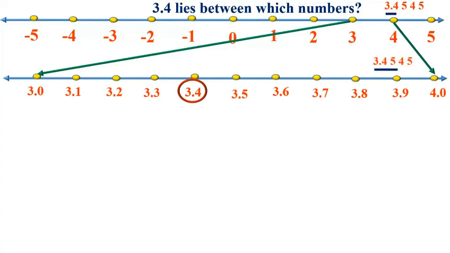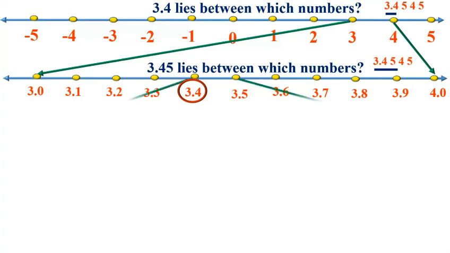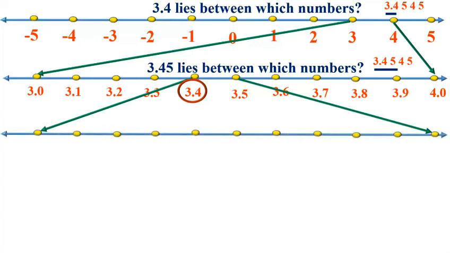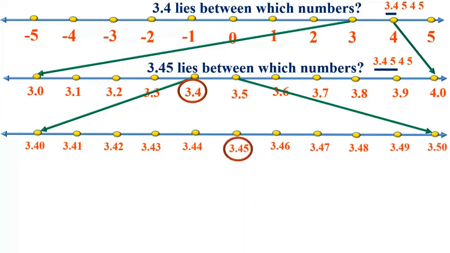Next we shall see where 3.45 lies. 3.45 is greater than 3.4 and less than 3.5. So we divide the portion between them into 10 equal parts. Now complete the number line. Now you can see where 3.45 lies.